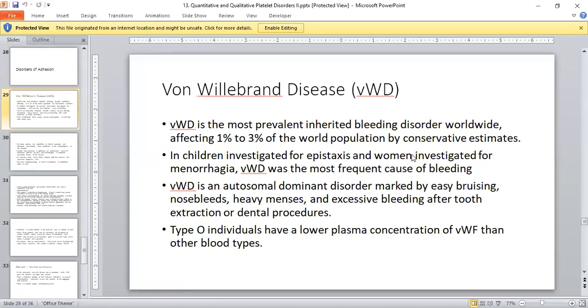It is an autosomal dominant disorder where patients present with things like easy bruising, heavy menses, and excessive bleeding after some procedures like tooth extractions. It is more common in people with blood type O. So people with blood type O are more prone to getting von Willebrand's disease.